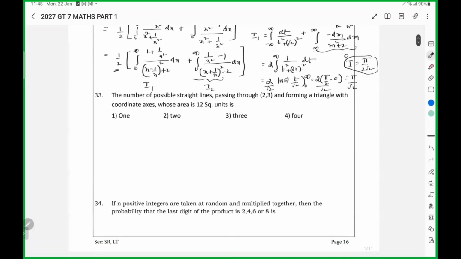Here, we have a coordinate axis. There is a straight line which is passing through the point 2, 3. Different lines will have different slopes. So the equation of a line: y minus y1 is m into x minus x1.